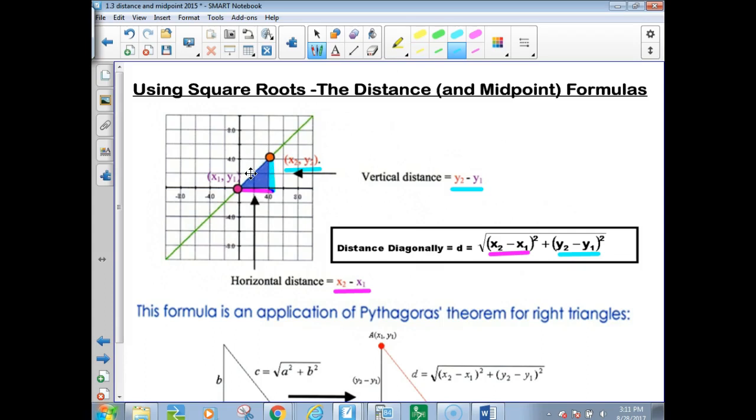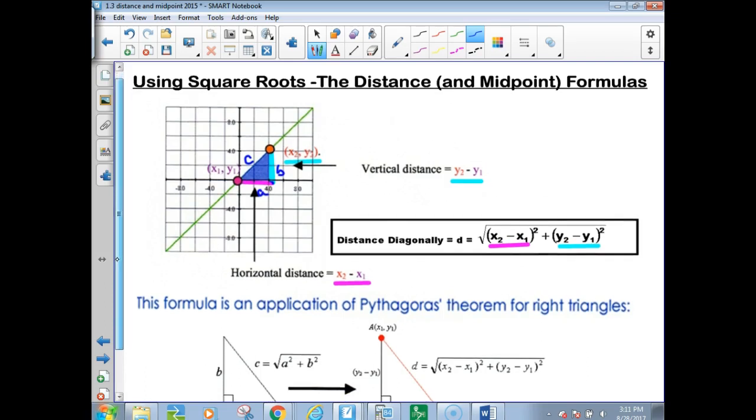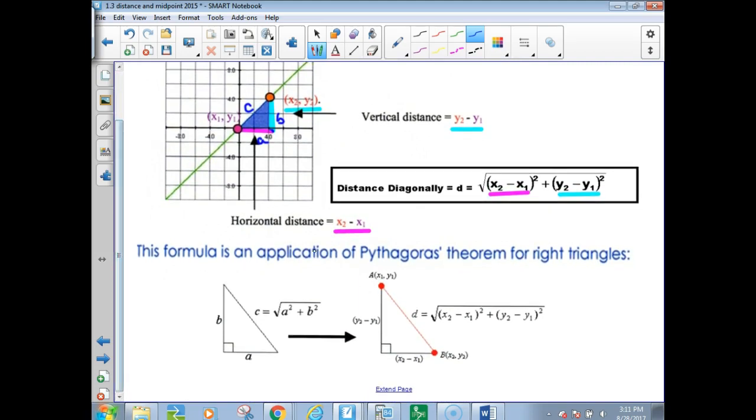So a squared plus b squared equals c squared. The Pythagorean theorem could be applied to this. That would be like the C. This would be like your A and your B. So we can relate this lovely formula to the Pythagorean theorem. This formula that looks so yucky is an application of the Pythagoras' theorem for right triangles. If you were taking a squared plus b squared equals c squared, and you wanted to solve for c, you would need to take the square root of both sides. That's where they're getting this from.